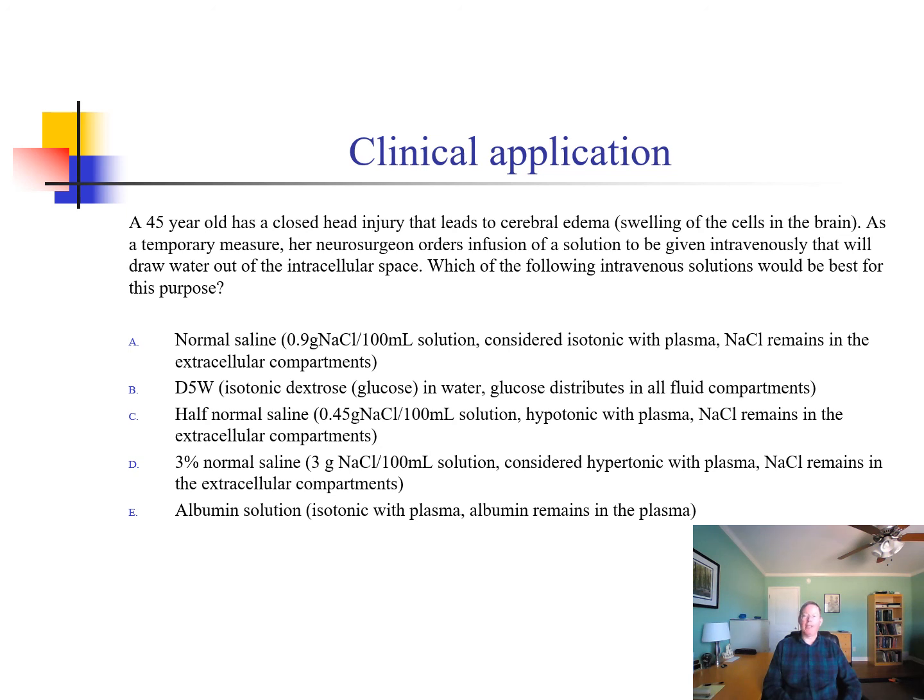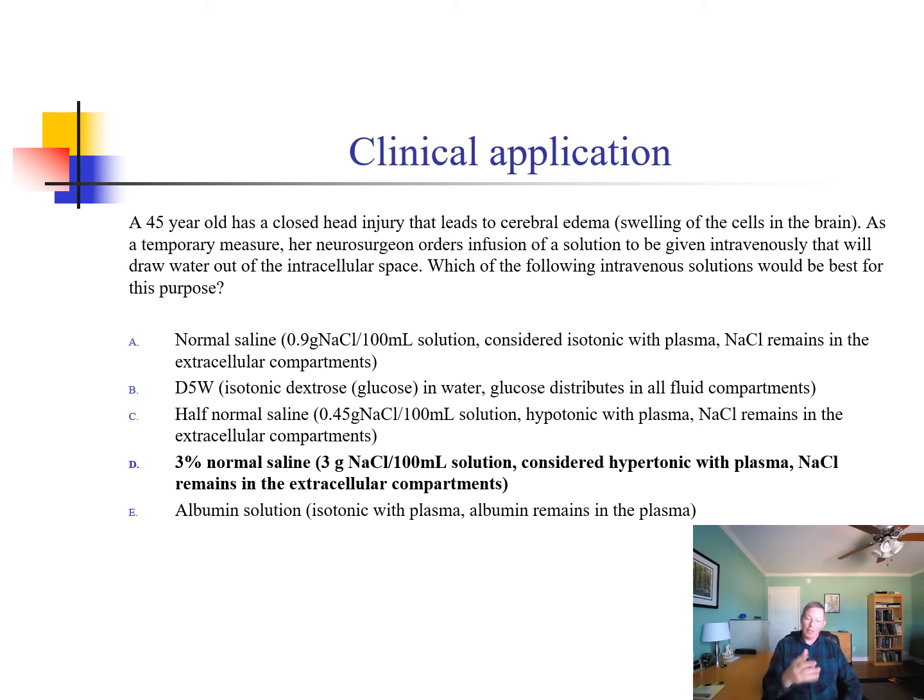So which of the following intravenous solutions would be best to draw fluid out of the cells? Normal saline, D5W, the hypotonic half normal saline solution, a 3% normal saline solution, which is hypertonic, or albumin, which is isotonic with the plasma, but the albumin remains in the plasma. So hopefully you recognize that if you want to dehydrate the cells, you want a hypertonic solution, one that's going to draw fluid out of those cells, and so you would use the 3% normal saline.